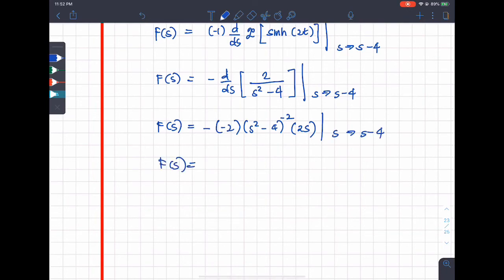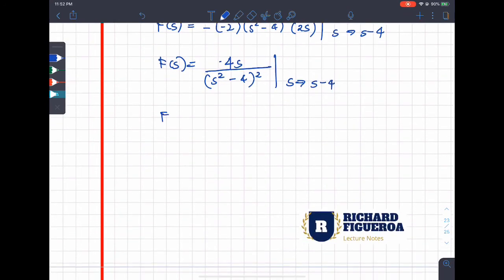So F of s then would be positive 2, so we'll have 4, I think that would be 4s, divided by s squared minus 4 raised to 2. Shifted to s minus 4. So F of s then would be 4 times s minus 4, divided by s minus 4 squared minus 4 squared.